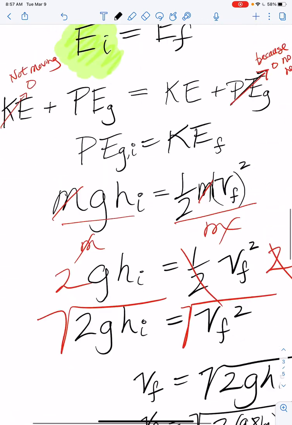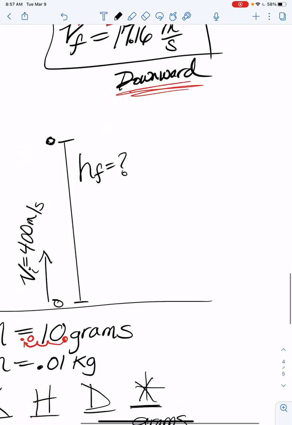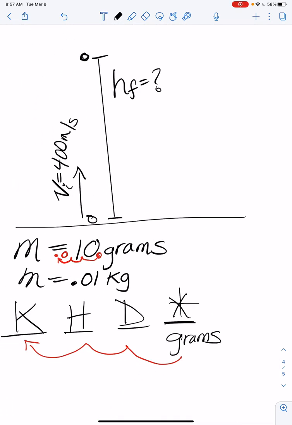All right, and I think I got that right. I should probably double check just to be sure. Yep. How high will it be when it stops? So when it stops, when the bullet gets to right here, we know that its final velocity, if it stopped, is 0.